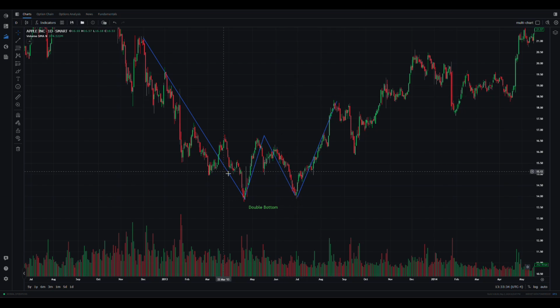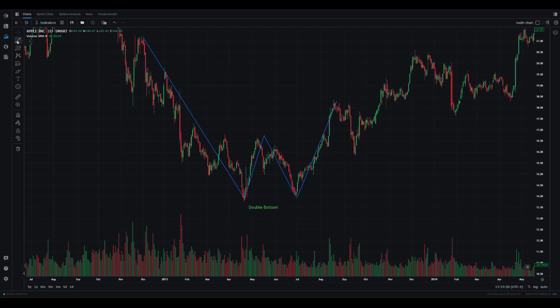The formation of a double bottom pattern suggests that sellers have attempted to push the price lower twice, but have failed to sustain the downward momentum. This failure implies exhaustion of selling pressure and may signal a potential reversal from a downtrend to an uptrend.